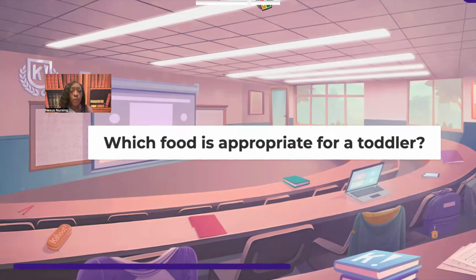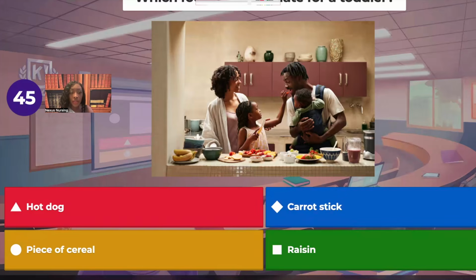Okay. Which food is appropriate for a toddler? Hot dog, carrot stick, piece of cereal, raisin. Which food is appropriate for a toddler? Hot dog, carrot stick, piece of cereal, or raisin?